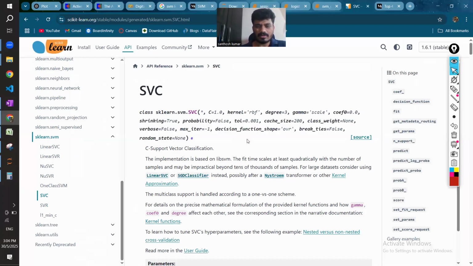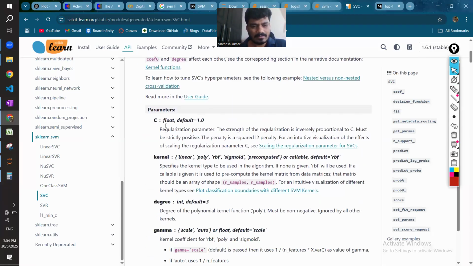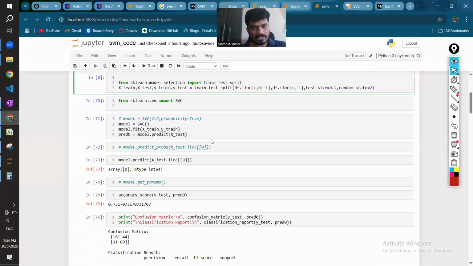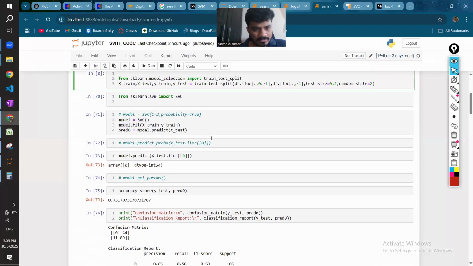As I said, you don't touch all of these all the time. Some are left at default, but mainly, what is C? C is the regularization parameter. We'll come to this in a moment.